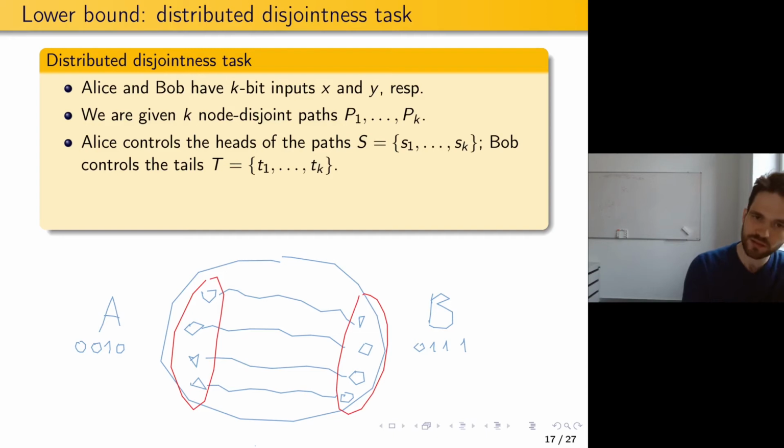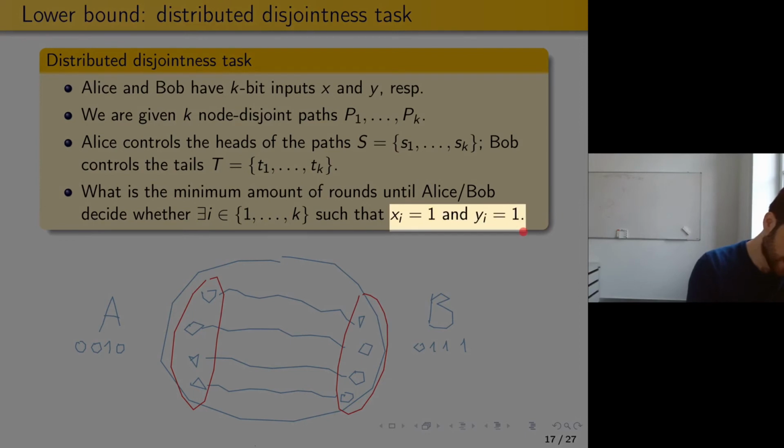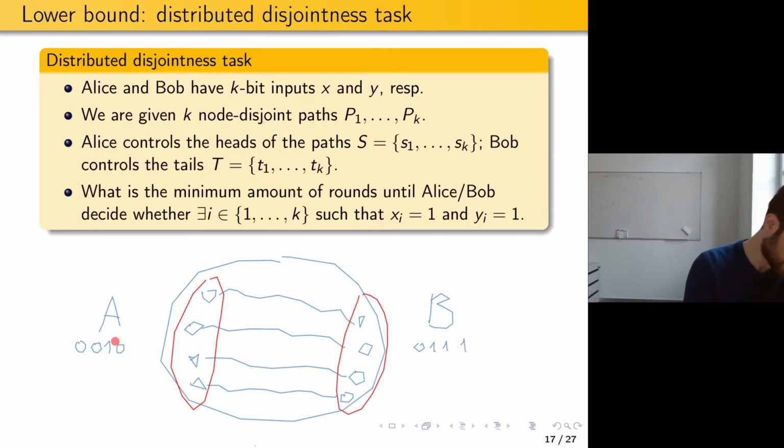And by controls, I mean it can see all the stuff that the nodes receive, and it can also tell the nodes what to send in the following round. The question is, what is the minimum amount of rounds until both Alice and Bob can decide whether their inputs are disjoint or not? So we say that two bit strings are not disjoint if there exists an index i between 1 and k, such that the ith bit of Alice's input and the ith bit of Bob's input are both 1. So in this example, the third bit of Alice's input and the third bit of Bob's input are 1, so they are not disjoint.